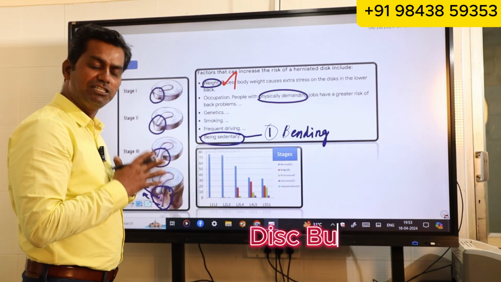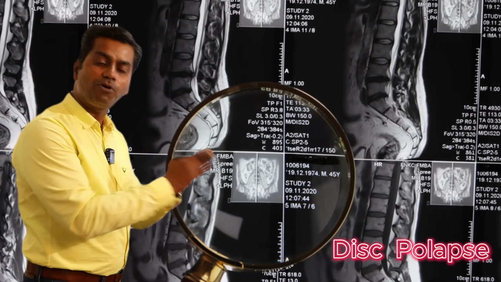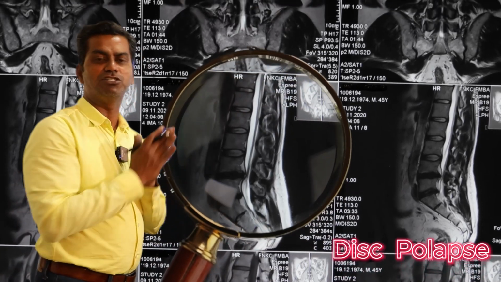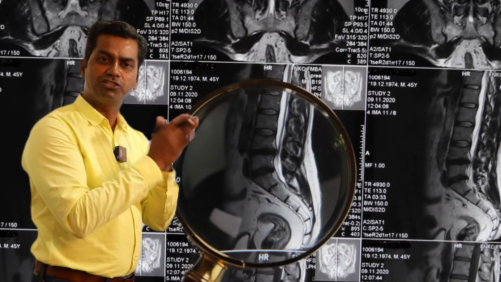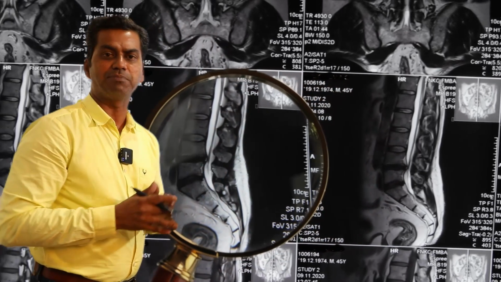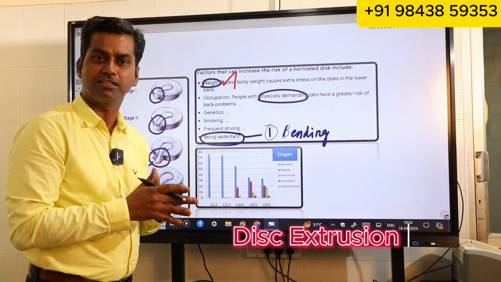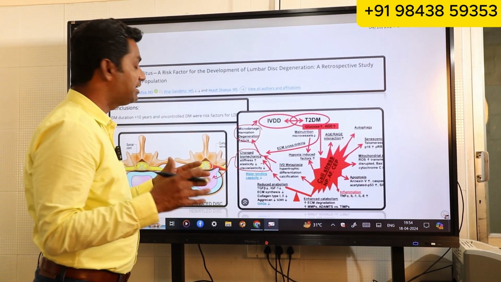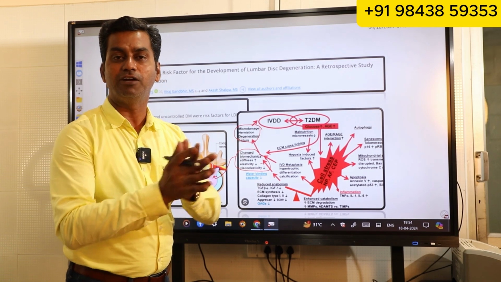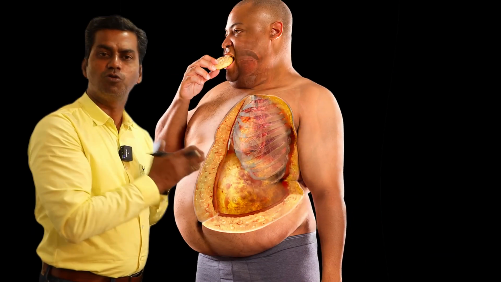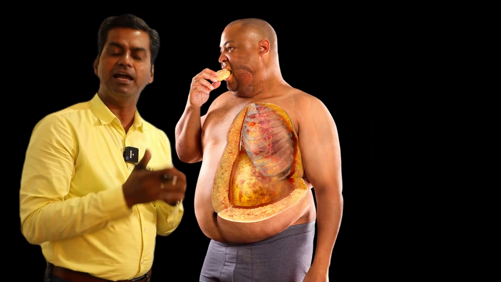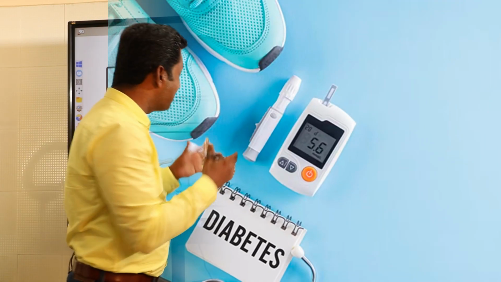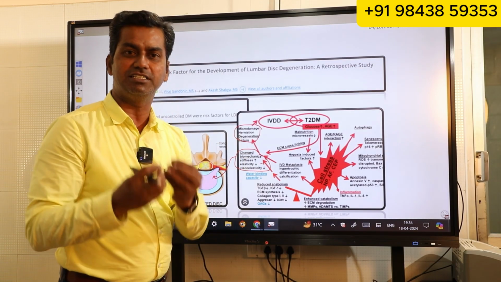Stage 1 is the disc bulge and stage 2 is the disc prolapse, which you find in the MRI. The MRI report comes as a disc bulge in L4, L5 and L5-S1. Stage 2 is the disc prolapse, stage 3 is the extrusion of the disc, and stage 4 is the sequestration, which is the final stage and ultimately affects the back, leg and foot. Apart from obesity, sedentary lifestyle and bending activities, diabetes plays a major role in causing disc prolapse by reducing the viscoelasticity in the disc.